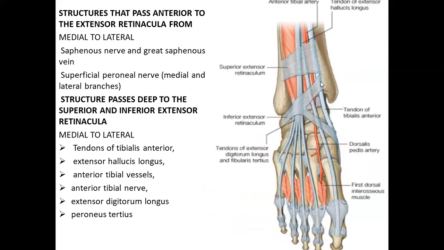The upper band of the Y passes upwards and medially to be attached to the upper anterior border of the medial malleolus, whereas the lower band passes downwards and fuses with the deep fascia of the sole of the foot. So the stem of the Y is attached to the non-articular part of the calcaneum, the upper band is attached to the medial malleolus, whereas the lower band fuses with the deep fascia of the sole.